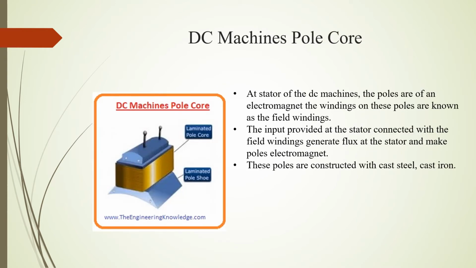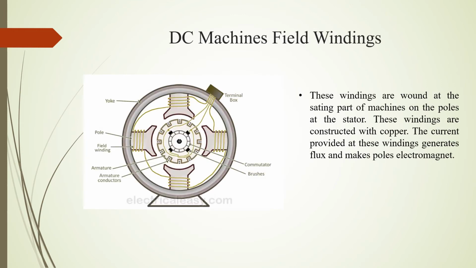The next part is the pole core. The pole is nothing but an electromagnet. The winding on the electromagnet is called the field winding. The input provided at the stator connected with the field winding generates the flux at the stator and makes the poles electromagnets. These poles are constructed with cast steel and cast iron.